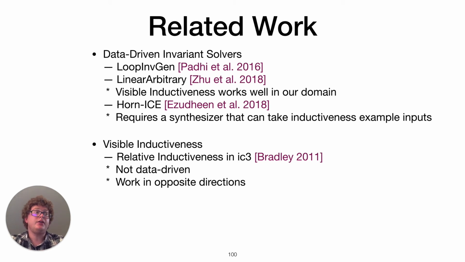Visible inductiveness can be related to the notion of relative inductiveness by IC3. They both have this idea of weakening the requirements for inductiveness a little bit from full inductiveness. IC3 itself differs from Hanoi in that it's not data driven, and relative and visible inductiveness work in opposite directions. So visible inductiveness starts from good states and propagates them forward. IC3 takes bad states and propagates them backwards.